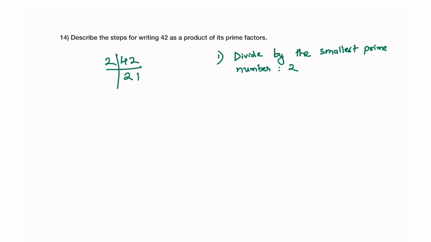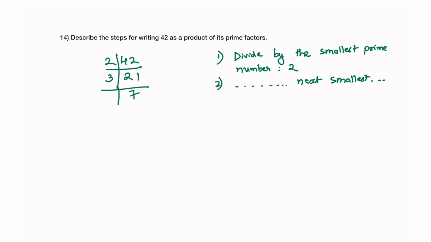So that's 21, right? Now 21 is not divisible by 2. So then we say, again, the same steps, divide by the next smallest prime number, okay? So 2 is not possible. So we go for 3. And 2 plus 1 is 3, right? So it's divisible by 3. And that's 7. And it's done. So you stop there, right?